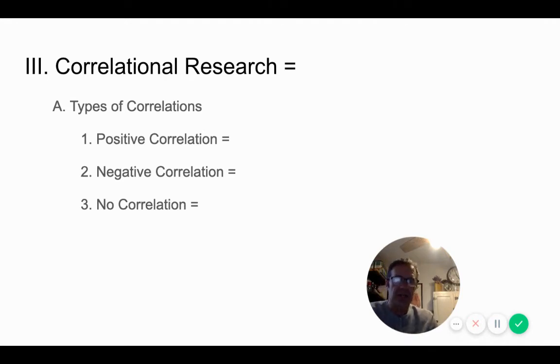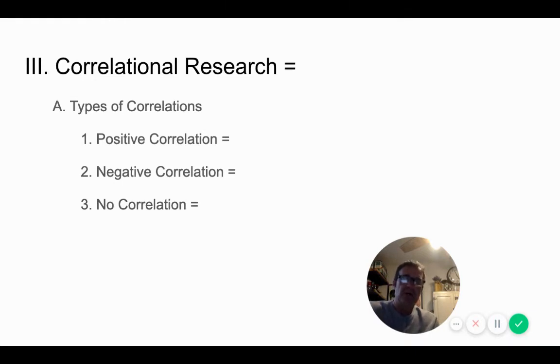A negative correlation sometimes is referred to as an inverse relationship or inverse correlation. So maybe in parentheses before we define it, write inverse. And we'll define a negative correlation as when one variable goes up, the other variable goes down. One variable goes up, the other variable goes down.